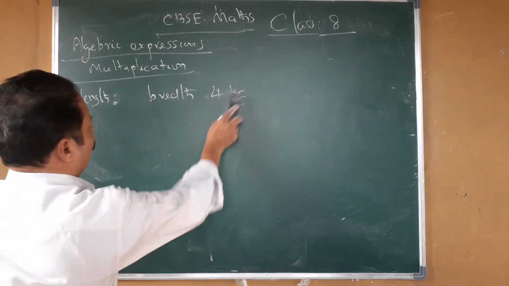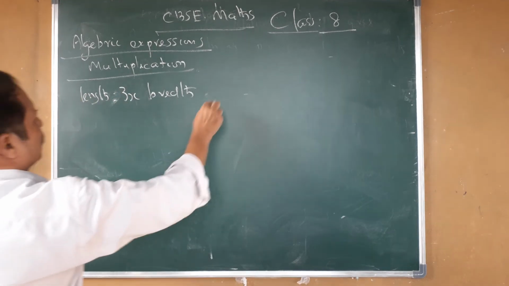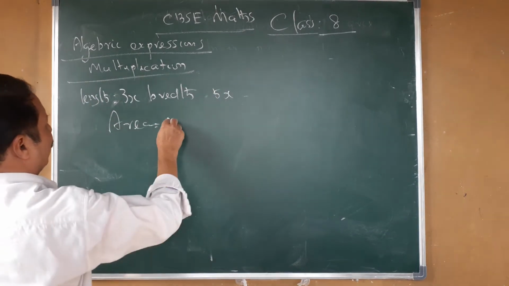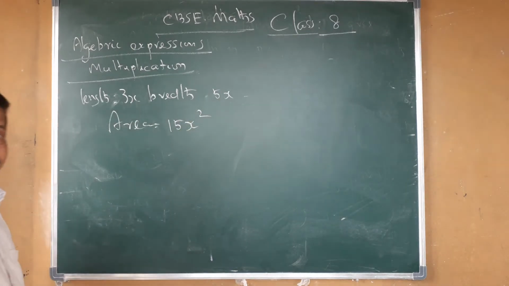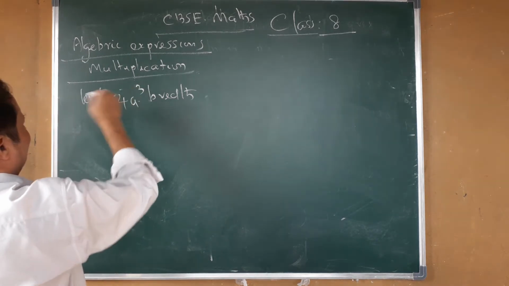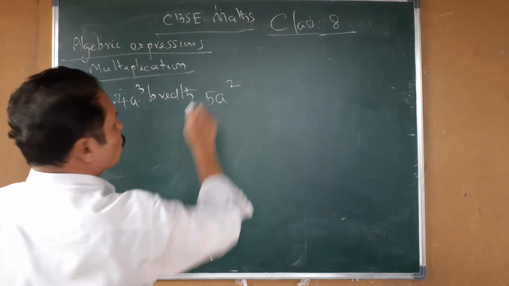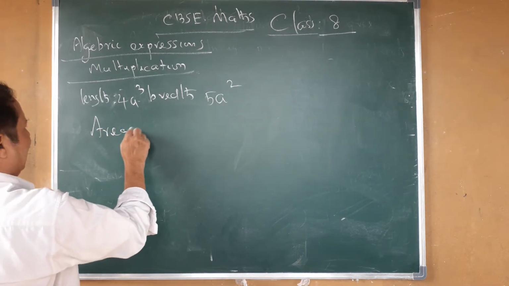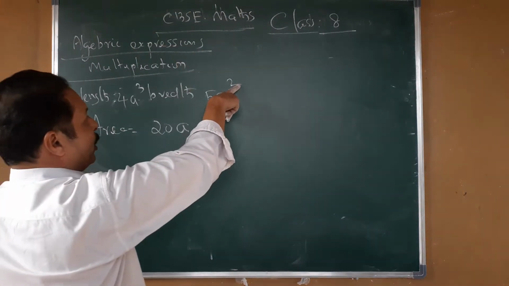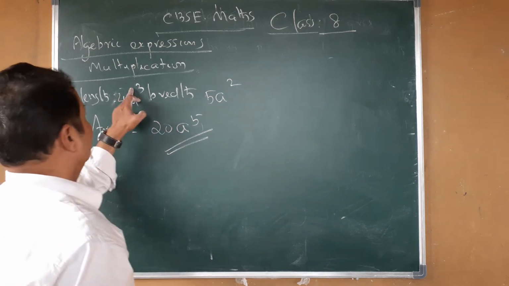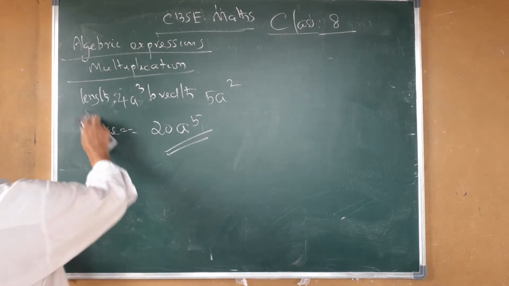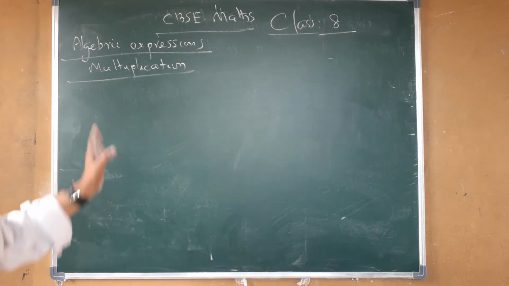In another problem it is given, length is equal to 3x, breadth is equal to 5x. Area, 3 into 5, 15, x into x, x square. Is it clear? In another problem, length is equal to 4a raised to 3, breadth is equal to 5a raised to 2. What is the area? Area, length into breadth, 4 into 5, 20, a raised to 3 into a raised to 2 is a raised to 5. 3 plus 2, 5. Remember that? So, that is multiplication of a monomial by another monomial.